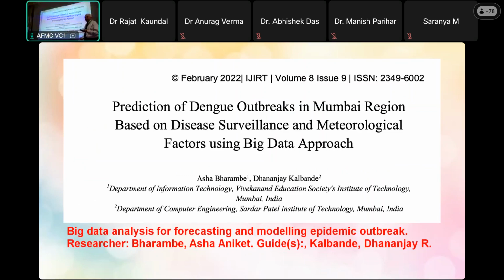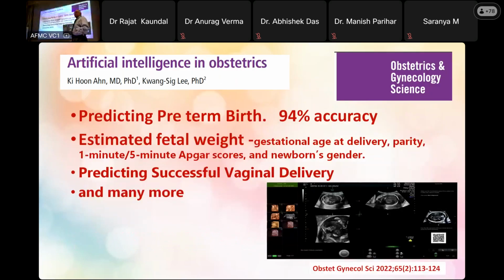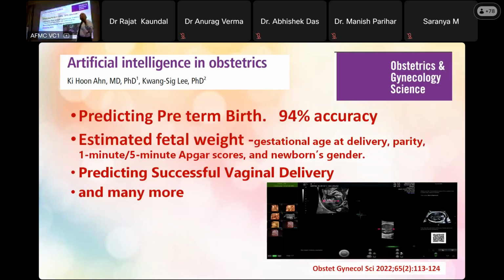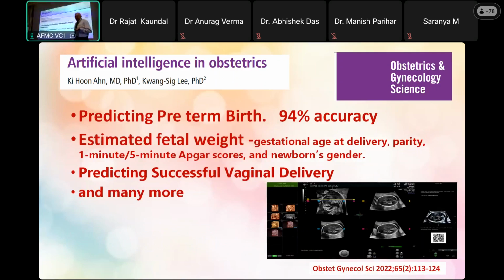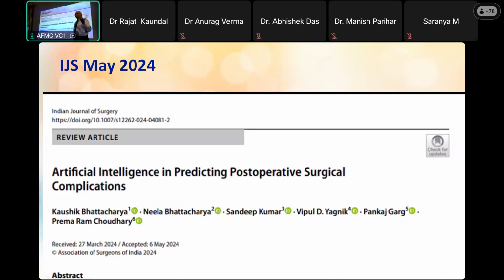It's a published paper. Artificial intelligence is used for predicting preterm births, estimated fetal weight, and predicting successful vaginal delivery. Artificial intelligence is also used in predicting post-operative surgical complications. This is all predictive simulation. You create a situation and then you work on this.